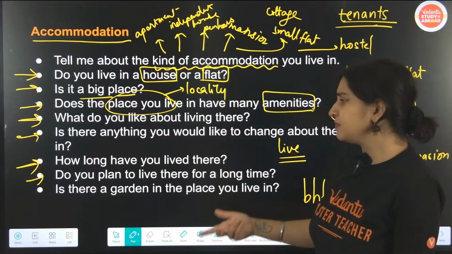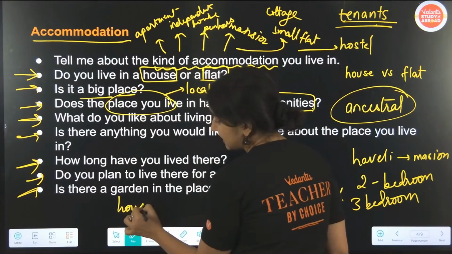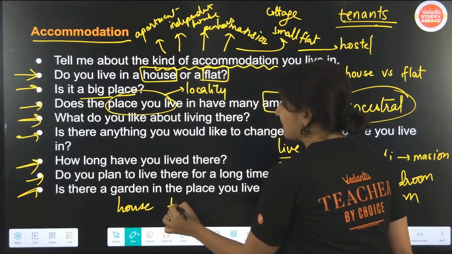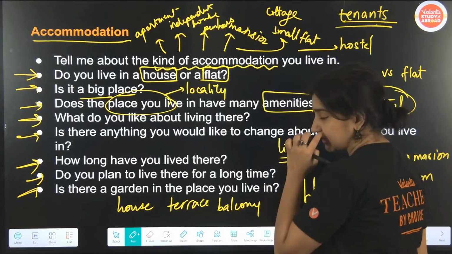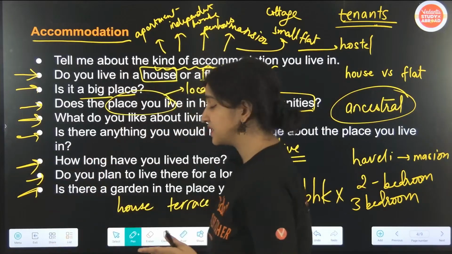Is there a garden in the place you live in? Again, you can talk about your house itself. For example, if you have a front yard or a backyard, you can have a garden. Some people have a terrace garden. Some people have a balcony garden. So you can talk about having big balconies in your house and growing some plants over there.